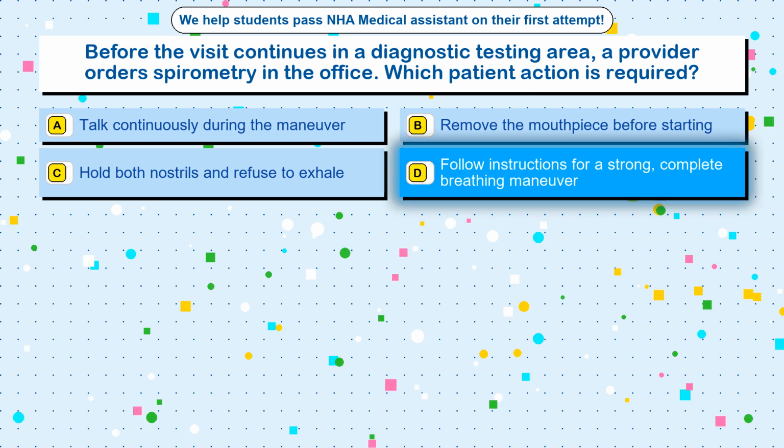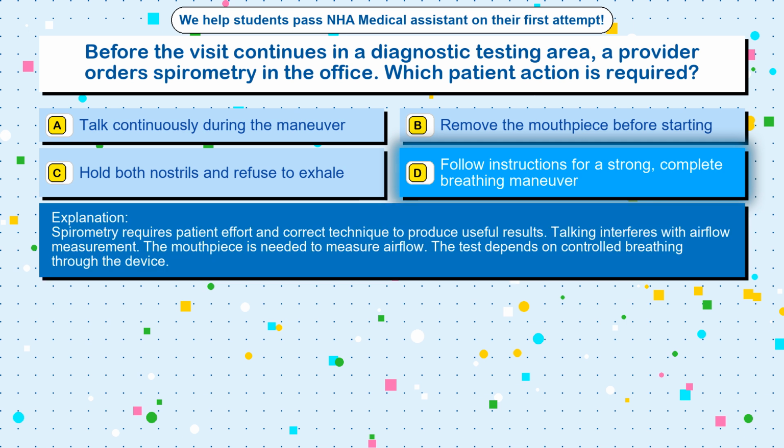The correct answer is option D. Follow instructions for a strong, complete breathing maneuver. Spirometry requires patient effort and correct technique to produce useful results. Talking interferes with airflow measurement. The mouthpiece is needed to measure airflow. The test depends on controlled breathing through the device.